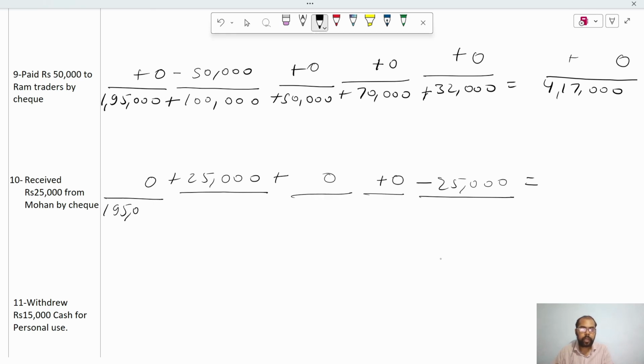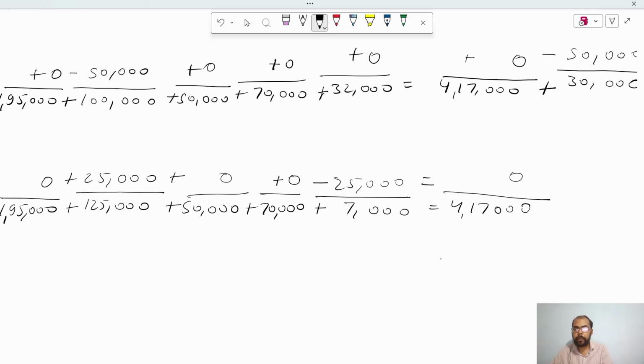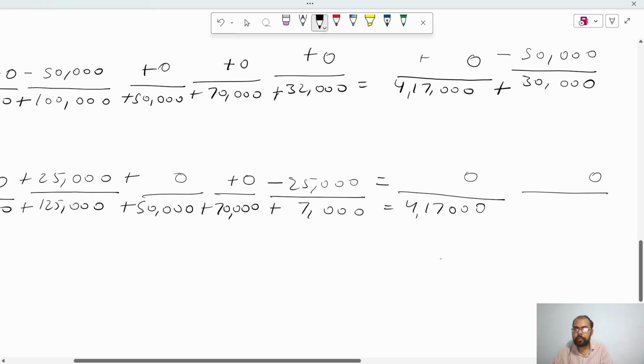Now we will write down the balance of asset after this step also. That is 1,25,000. That is 50,000. 70,000 for stock, and the debtor has decreased. So 7,000 is remaining. In case of capital, there is no change. 4,17,000, and creditors haven't changed in this step. They are also 30,000.